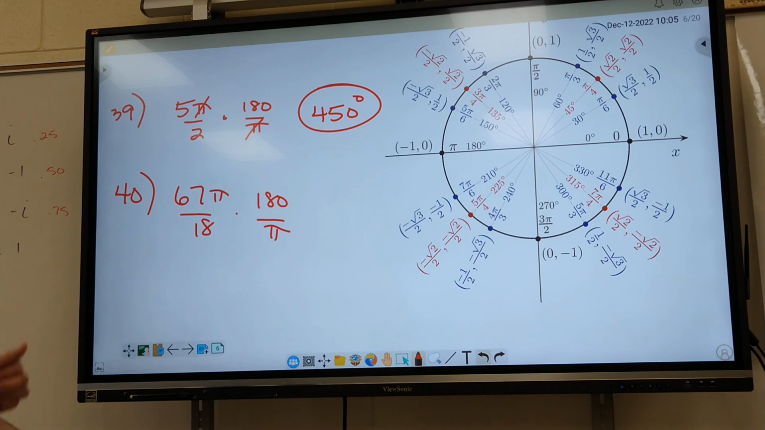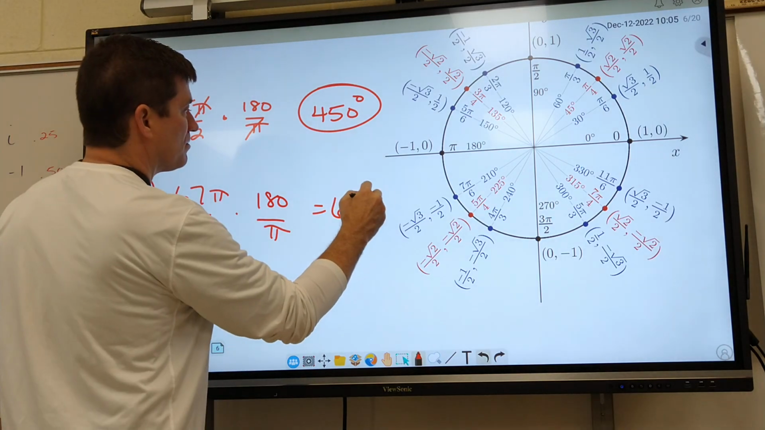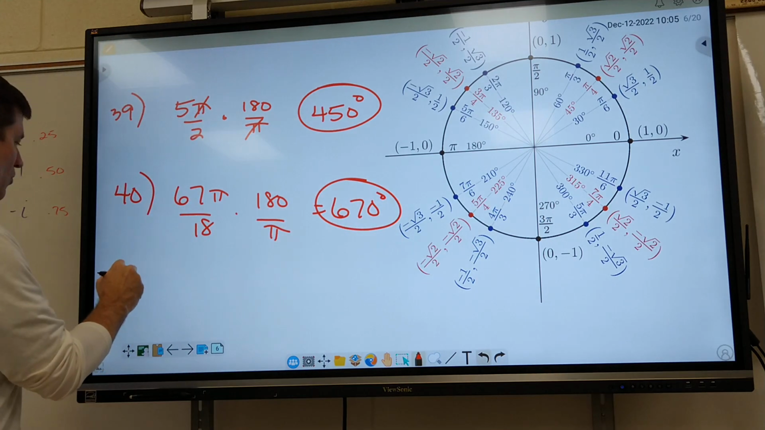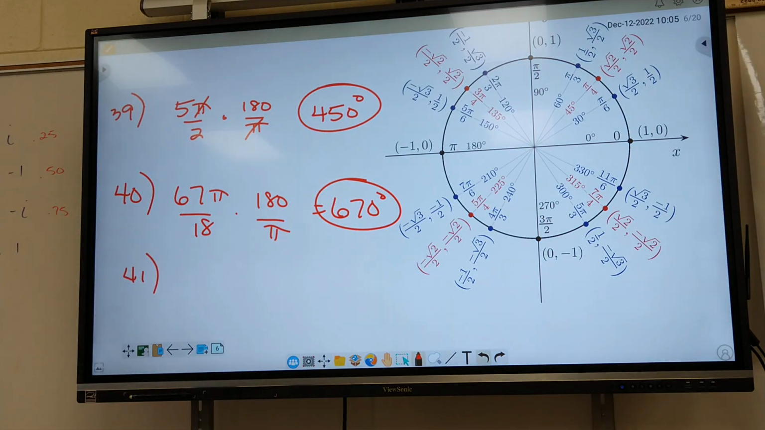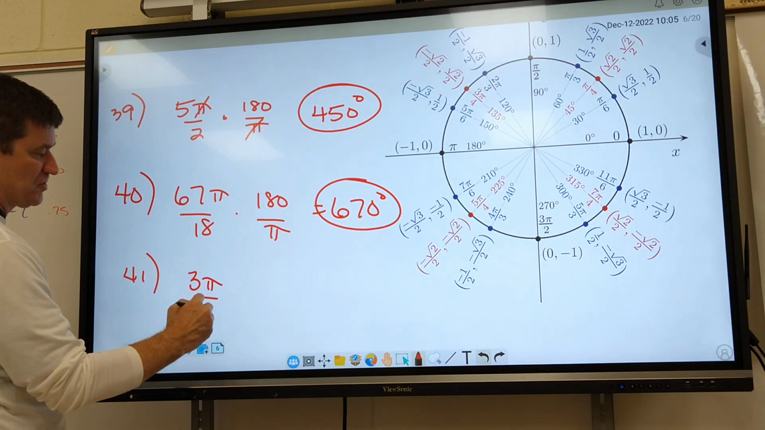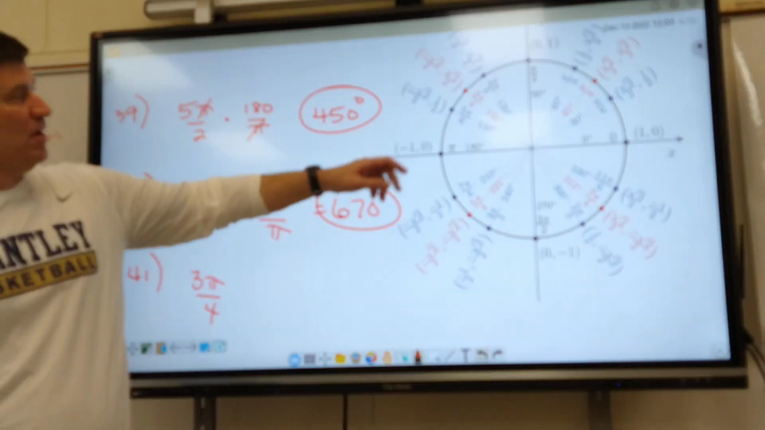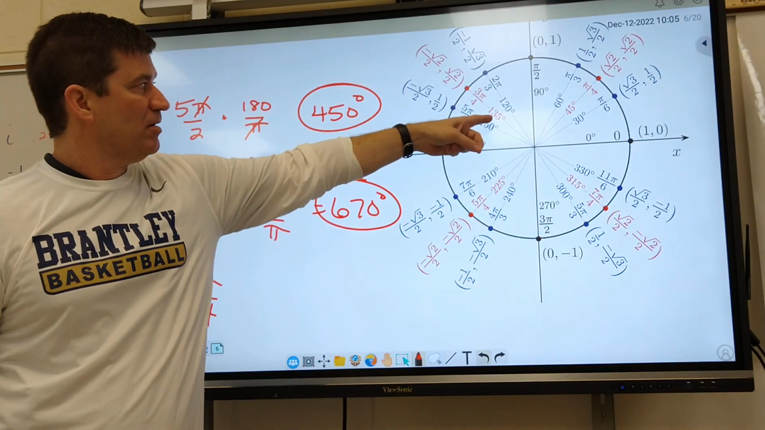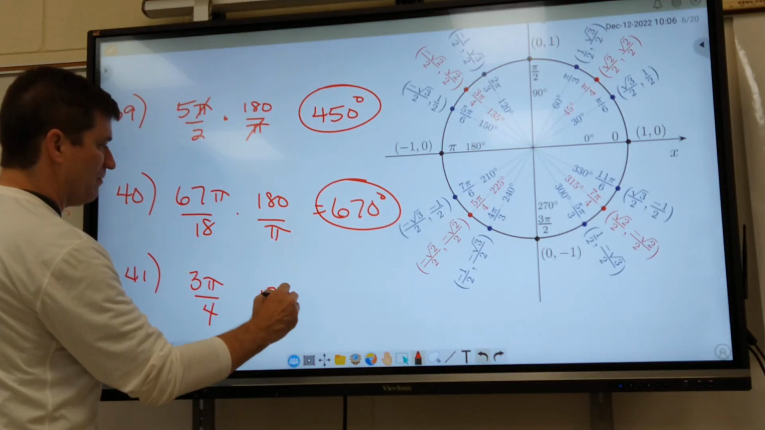I got 670 degrees. All right, 41. What's it say? This one, 3π/4. All right, Ernesto, on this one, I can just look at my circle because 3π/4 is right here. The degrees is 135.